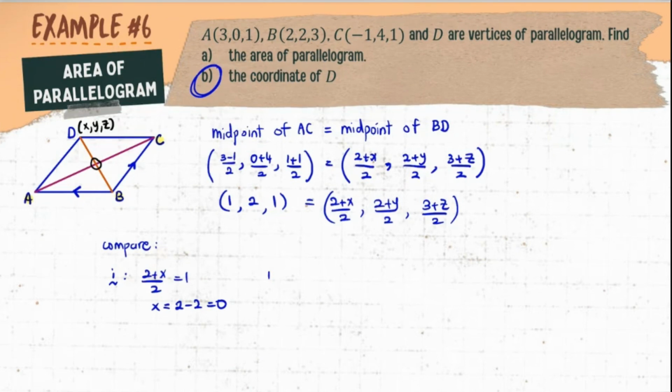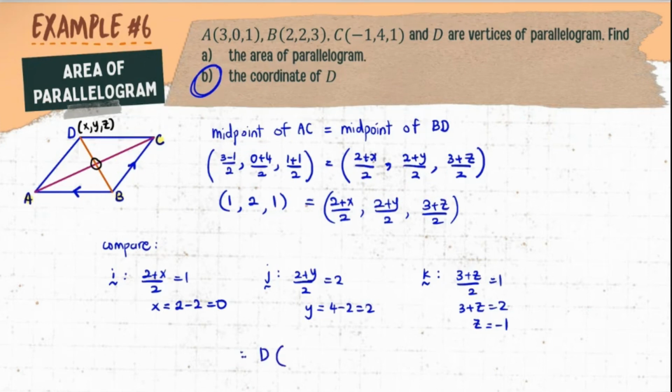And then untuk J, 2 tambah Y divided by 2 sama dengan 2. So Y sama dengan 4 tolak 2 which is 2. Dan untuk K, 3 tambah Z bahagi 2 sama dengan 1. 3 tambah Z sama dengan 2. So Z sama dengan negatif 1. So therefore our point D adalah 0, 2, negatif 1. So settle. Okay, so itu sahaja cara untuk jawab bahagian parallelogram ni lah.